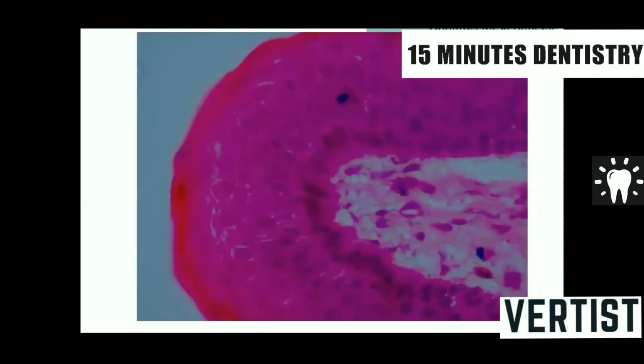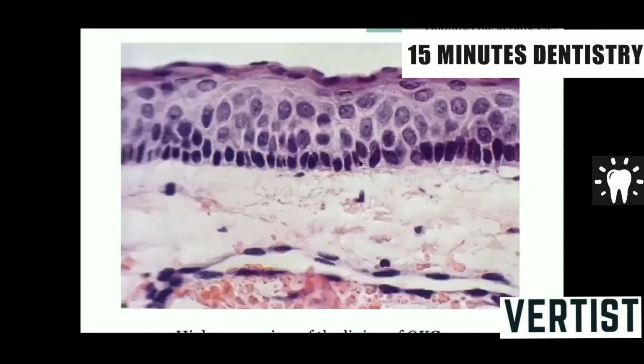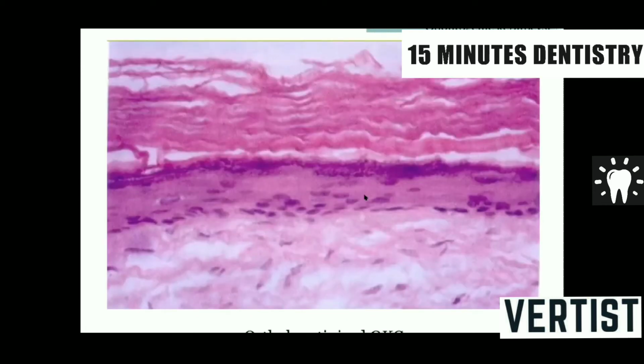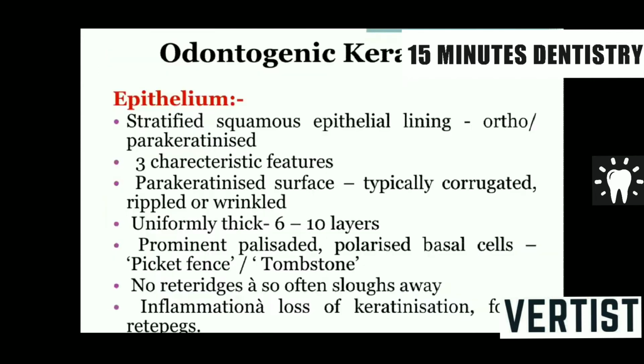This is a higher magnification. Flat epithelial connective tissue junction, tombstone or picket fence appearance. This is orthokeratinized OKC. There is a thick layer of orthokeratin, the epithelium is thin, this picket fence appearance is a little less or sometimes missing, and these orthokeratinized OKCs are less recurrent in nature as compared to parakeratinized OKC.